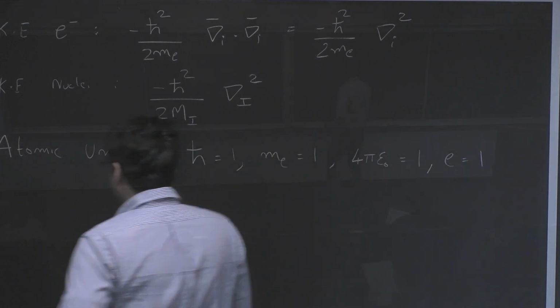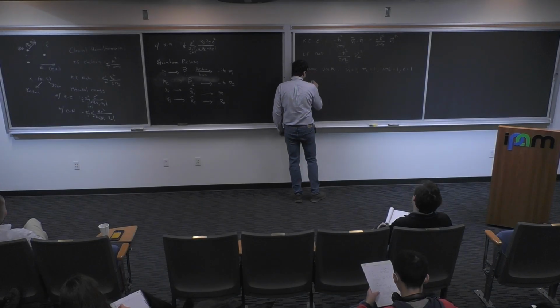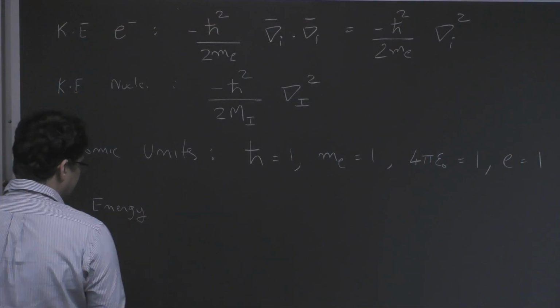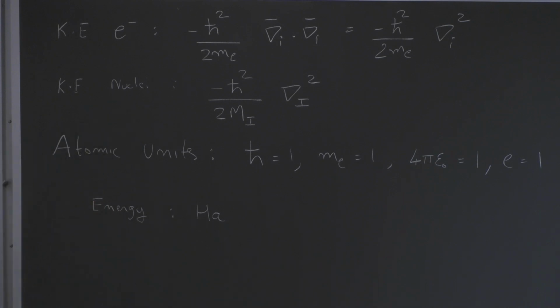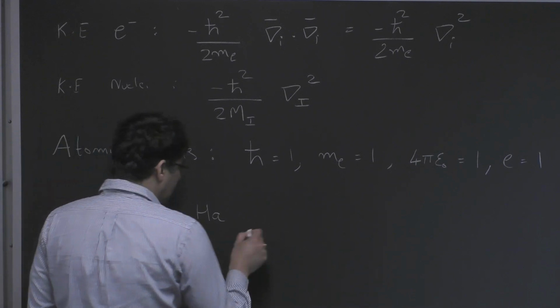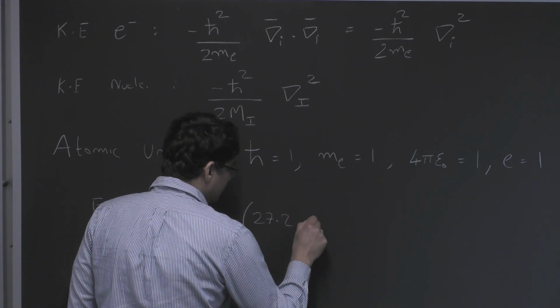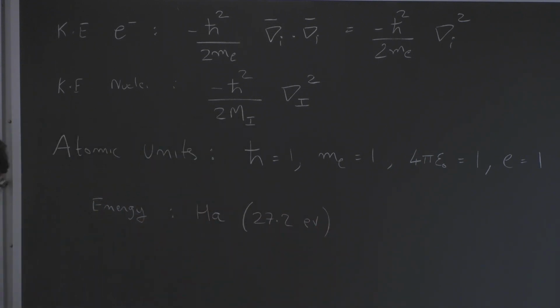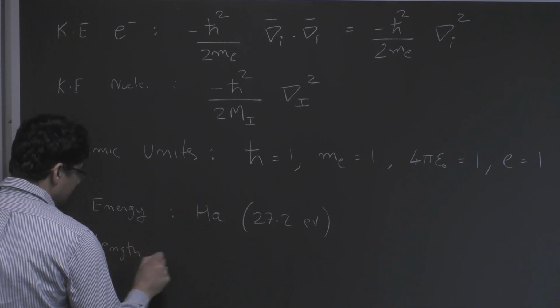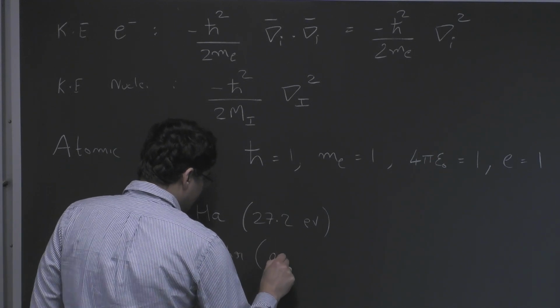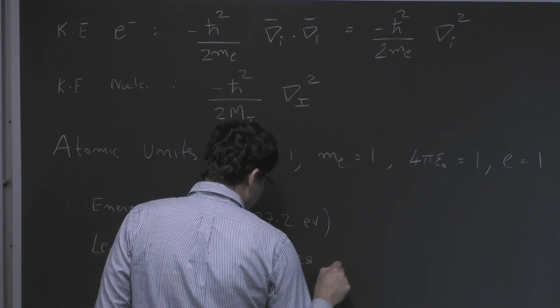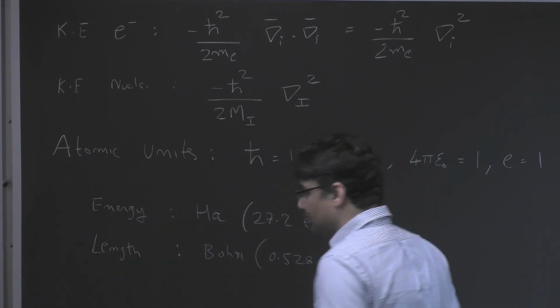In these atomic units, the energy is given by a unit called Hartree, which is what you will probably hear when you hear DFT talks in the first workshop. And 1 Hartree is 27.2 eV to the first decimal. The length unit is going to be Bohr, and that's 0.528 something angstrom.